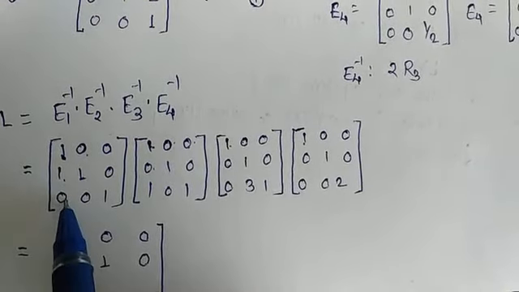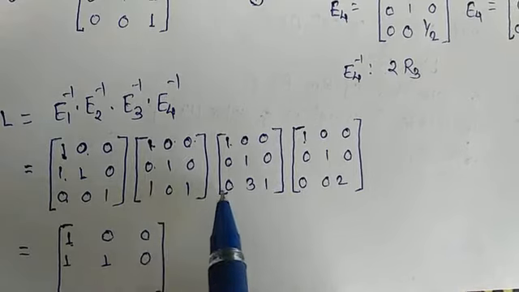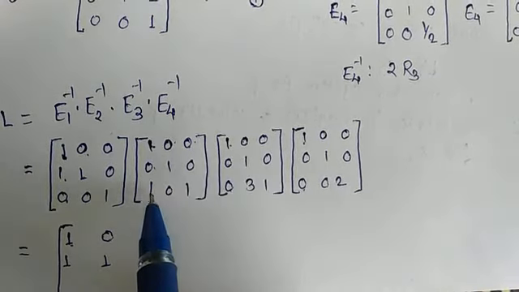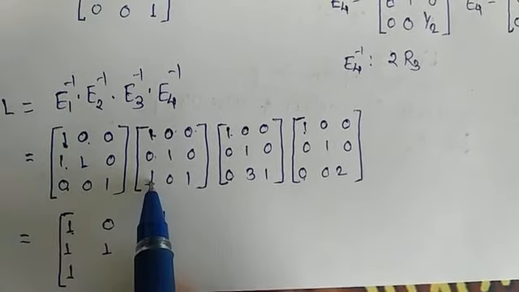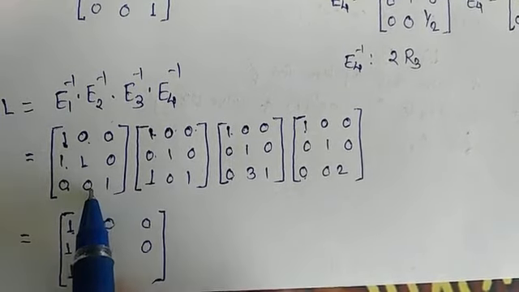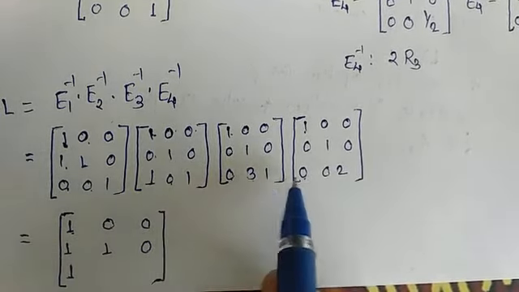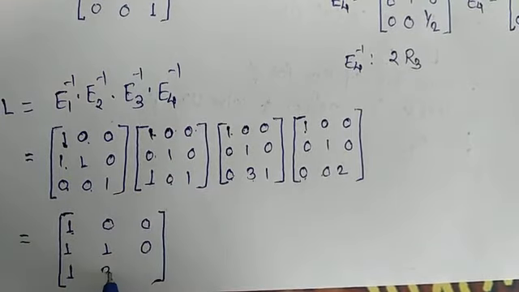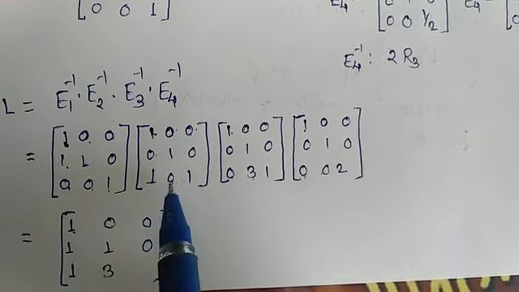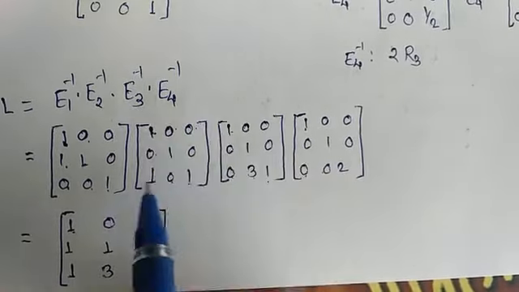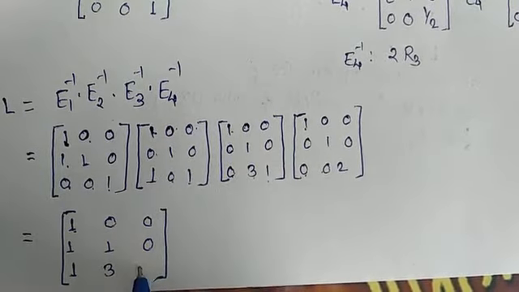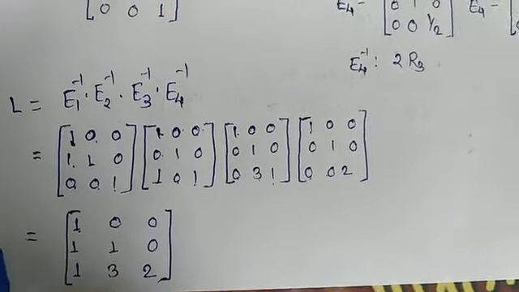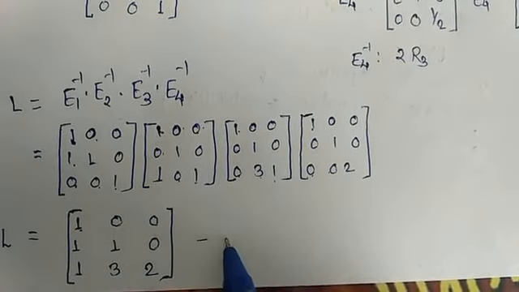Now here last A31 position, here it is 1, here it is 0, here it is 0, so it will be 1, because this position is 1. Next it is 0, here it is 0, here it is 3, and again 0, so it will be 3. And last diagonal element 1 1 1 and 2, so multiply 1 into 1 into 1 into 2, so it will be 2, which is our lower triangular matrix. We write it as equation number 2.